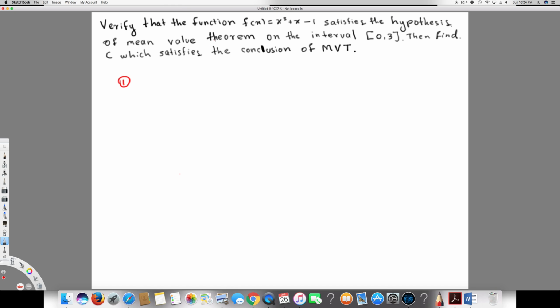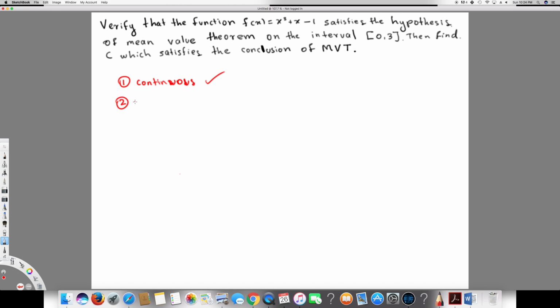First of all, is this function continuous? Yes, of course it's continuous, because if you see, the domain is all real numbers. Therefore this function is continuous, and it satisfies the first condition.